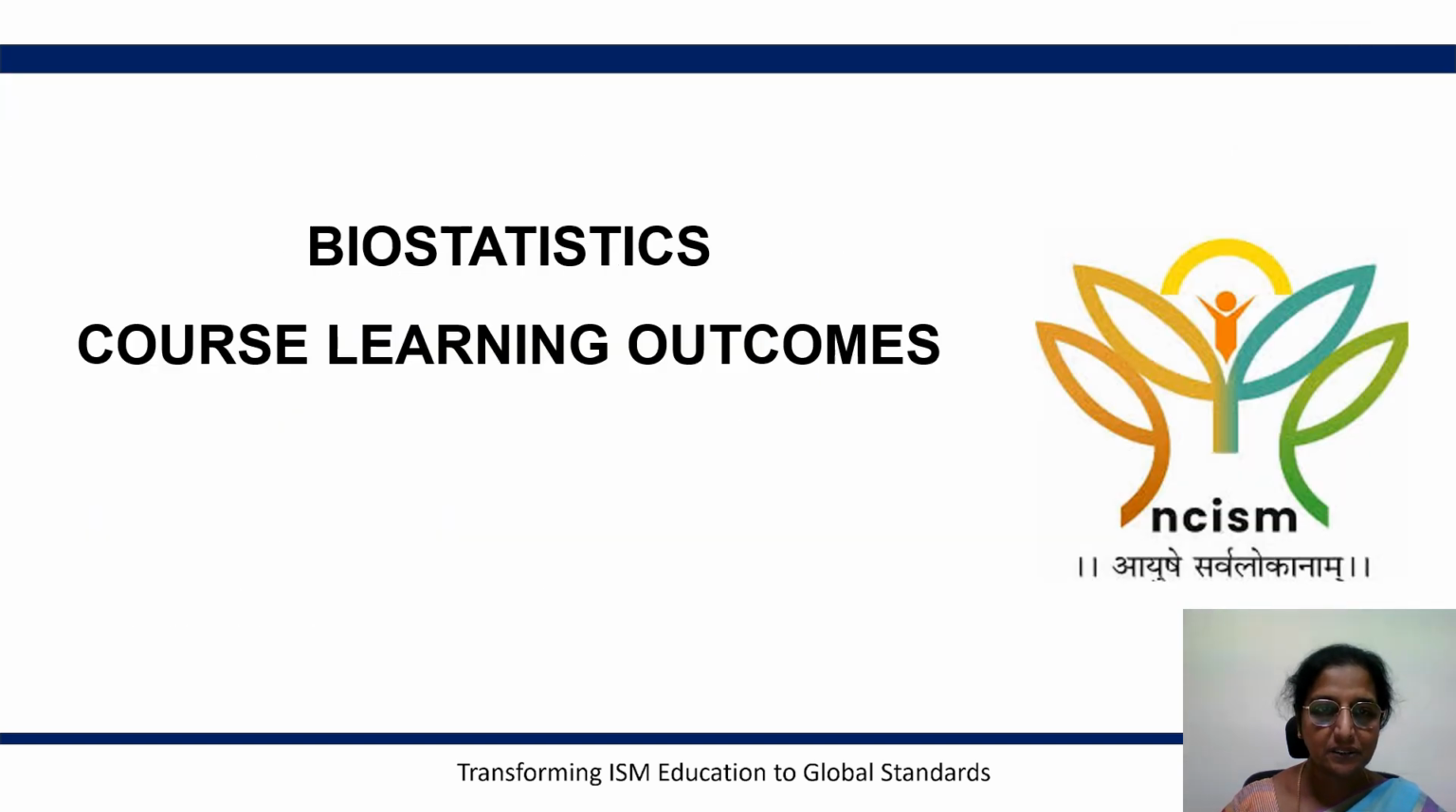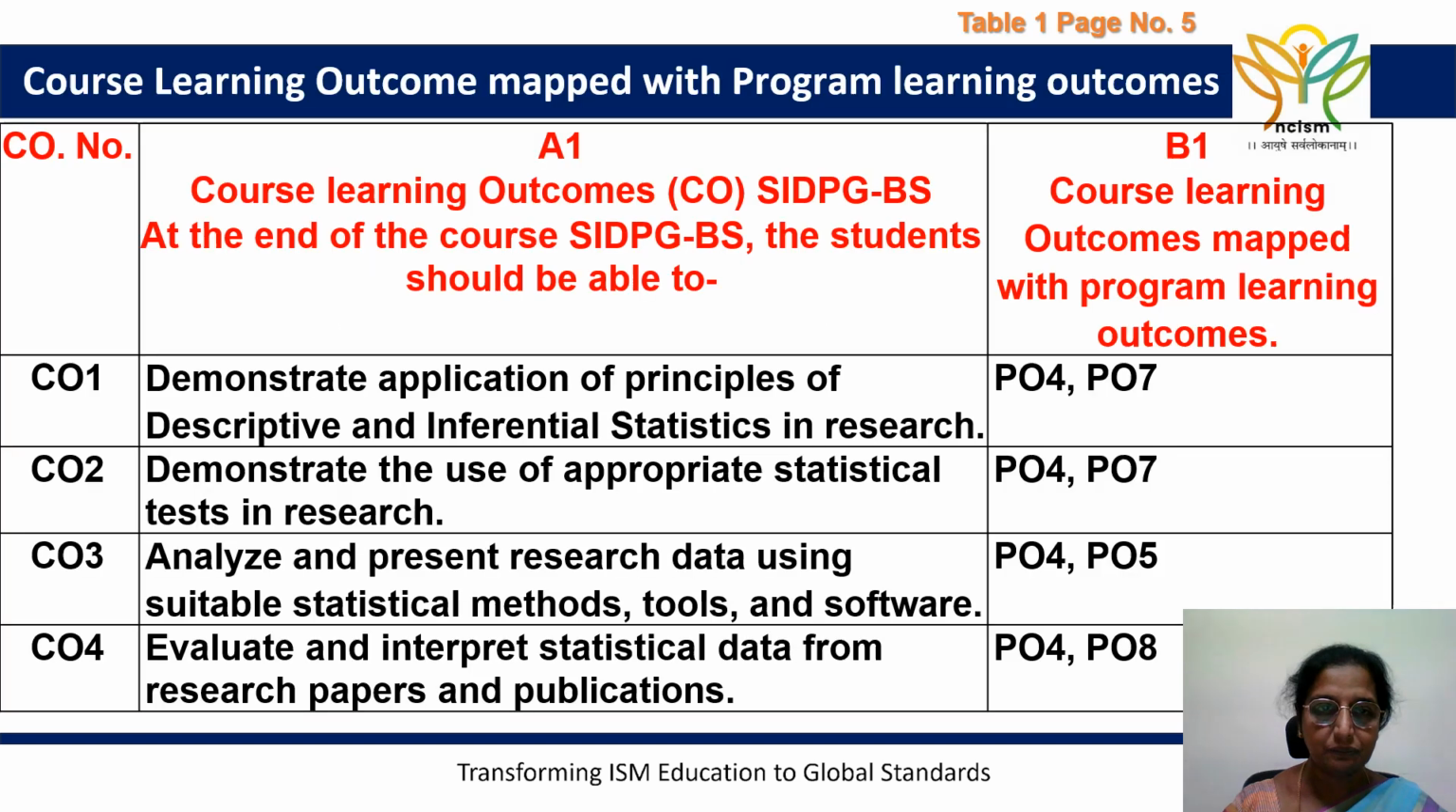Coming to biostatistics course learning outcomes. So this is a view of Table 1 from page number 5. Here you can see the course learning outcomes mapped with program learning outcomes. The first column represents the course learning outcome number. In the second column, the A1 column shows that at the end of the course, the student should be able to perform the following task. The B1 column shows the course learning outcomes mapped with the program learning outcomes.